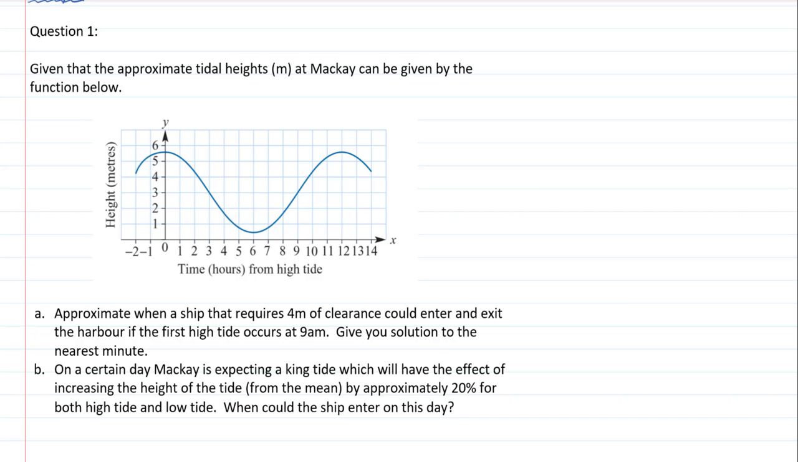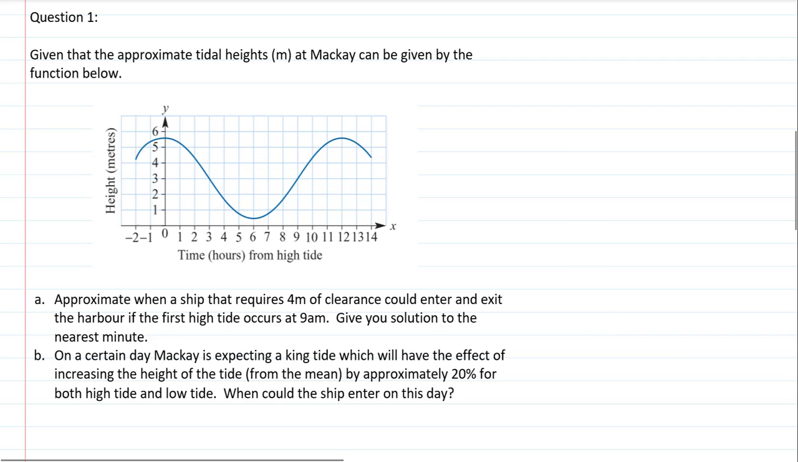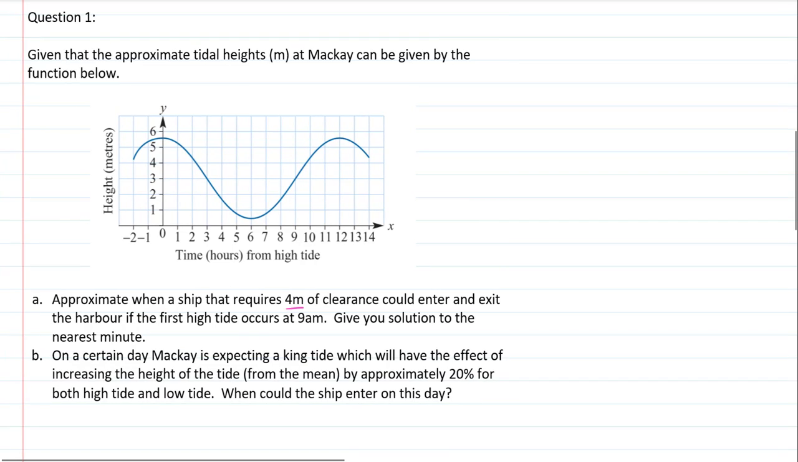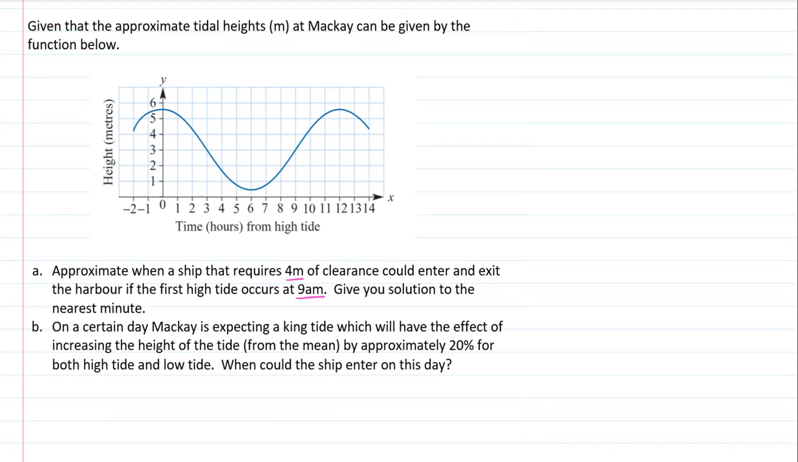So question 1. Given the approximate tidal heights at Mackay can be given by the function below, approximate when a ship that requires 4 metres of clearance could enter and exit the harbour. So let's just go through. 4 metres of clearance, that's meant to be pink. 4 metres of clearance can enter and exit the harbour if the first high tide occurs at 9 AM. Give your solution to the nearest minute. Okay, so this nearest minute will be important.